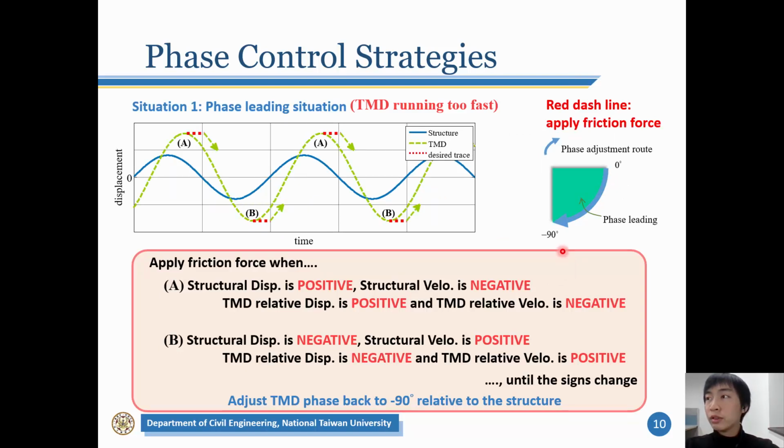In the fast leading situation, because the tuned mass damper is running too fast, we can apply the friction force at this specific time. The friction force will hold the tuned mass damper motion for a while, like the red line, then release the tuned mass damper when the structure is 0. So the tuned mass damper can return to the 19 degrees lag of the structure. We can use the sign of the structure and the tuned mass damper states, the displacement and the velocity, to judge this specific time to apply the friction force.